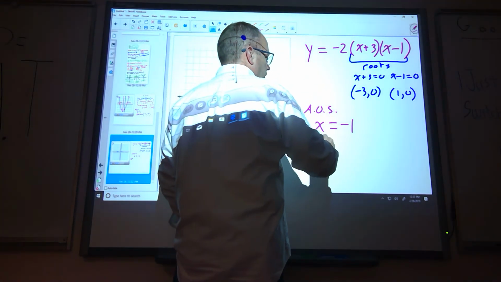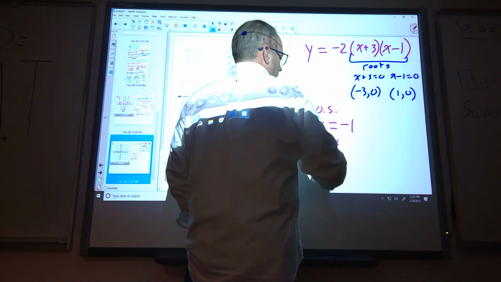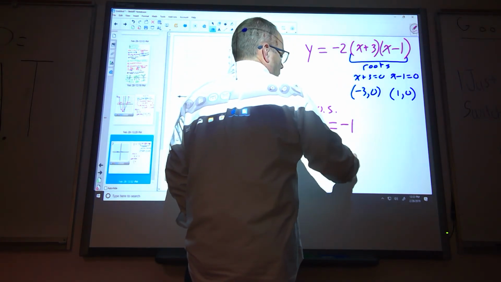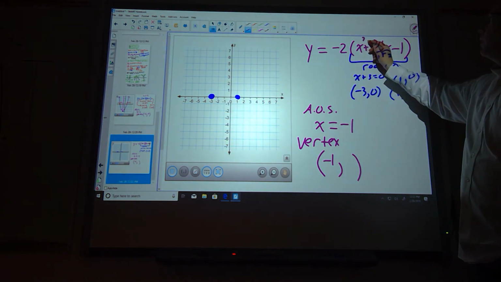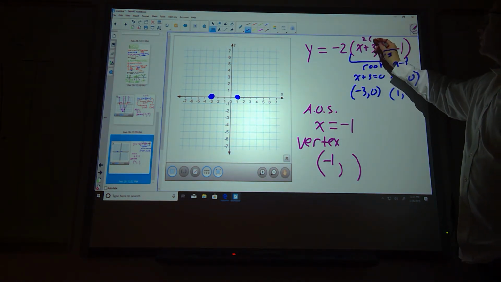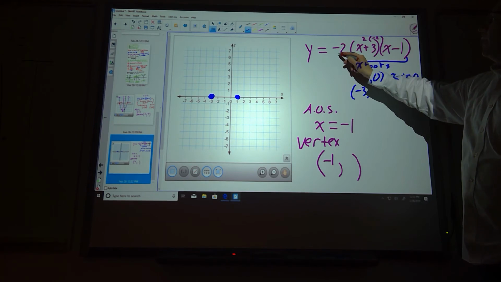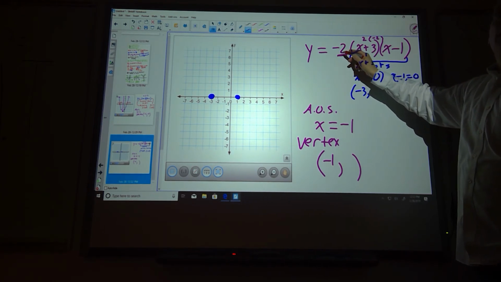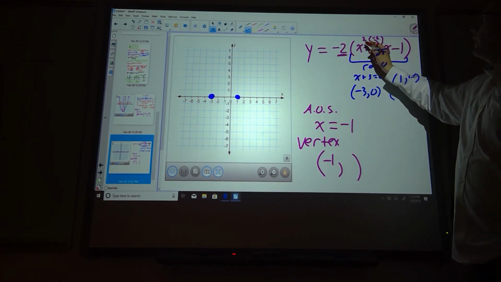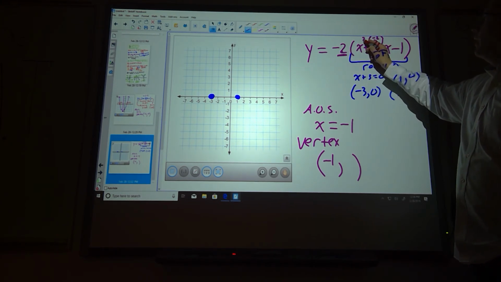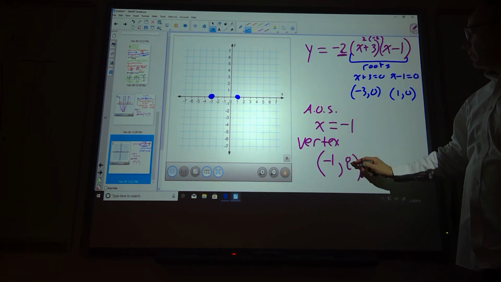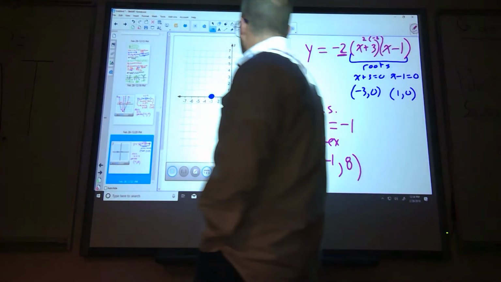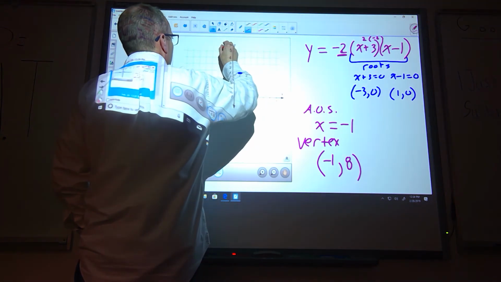So in order to find my vertex, I'm going to plug that in. Plug negative 1 in and get my answer. So negative 1 plus 3 is 2. Negative 1 minus 2 is negative 2. But I have this here as well. Agree? Okay, so let's do the math. Negative 2 times 2 is negative 4. Negative 4 times negative 2 is positive 8. So 1, positive 8.